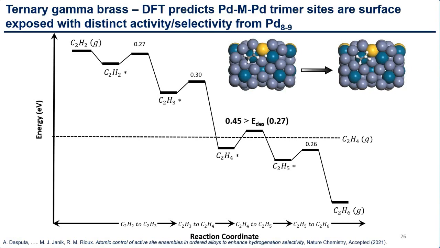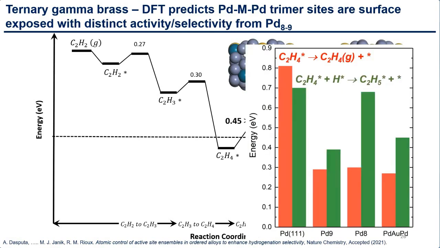And this is summarized nicely in this bar graph where we compare the barriers for these two rate determining steps, selectivity determining steps. And if we compare palladium-9 to palladium-gold-palladium, we can see that the barrier for that semihydrogenation step, represented by the green bar, has increased relative to that on palladium-9, while the red bar representative of ethylene desorption hasn't changed much between those two catalysts, and we would expect selectivity to increase to ethylene on the palladium trimer containing the gold atom.